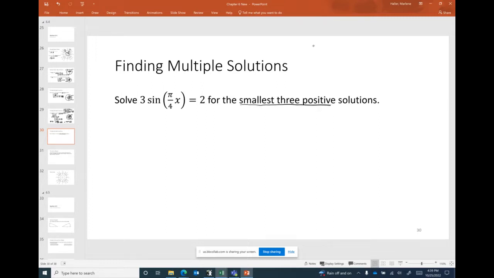All right, what was that first step again? That first step was isolate the trig function. I'm not writing these again. Isolate the trig function, right? So we'll need to divide both sides by 3.